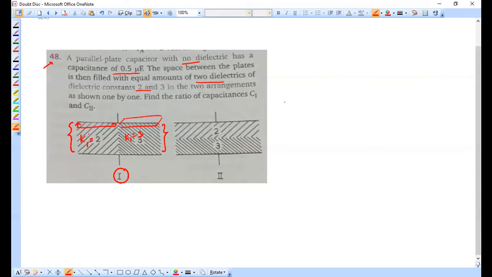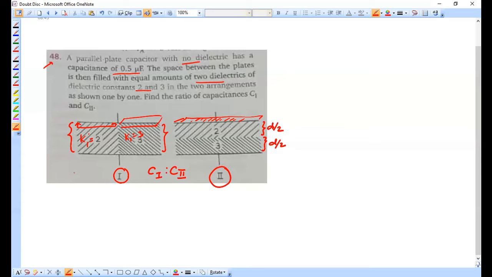Now, if you look into the second figure, you will find that the dielectric occupies the entire area of the plate, but it occupies only half the distance between the two plates. So there are two different configurations of capacitors being formed. The question asks us to find the ratio of the capacitance of capacitor 1 orientation with the capacitance of capacitor 2, the figure 2 orientation.